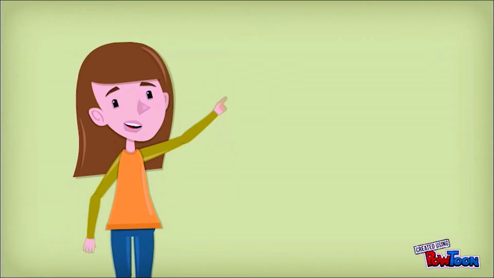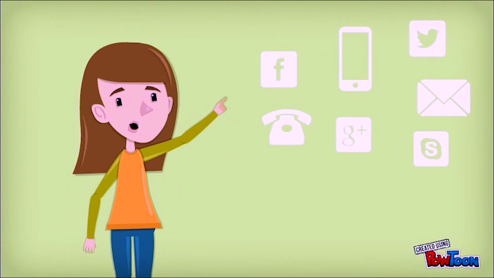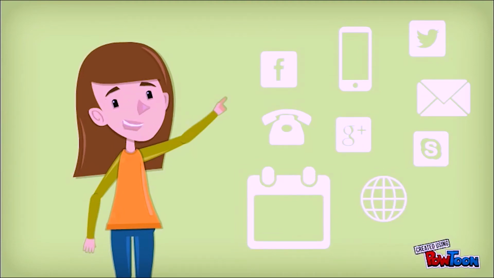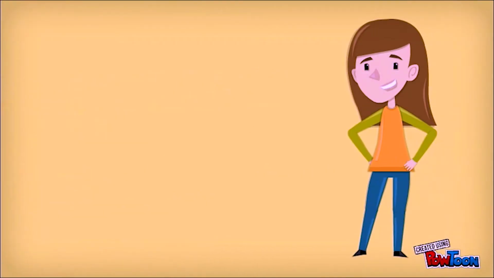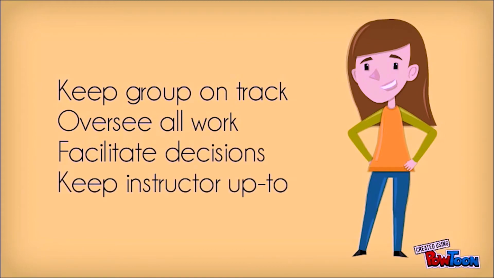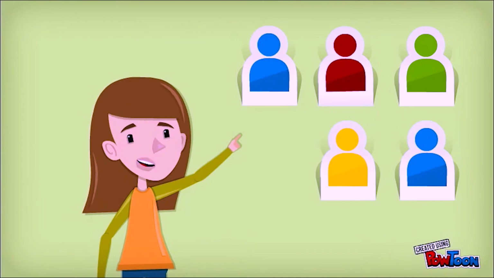Now, you probably want to share some contact information, email, phone numbers, instant messaging IDs, whatever everyone's comfortable with. Check to make sure everyone's in the same time zone, and share any scheduling constraints that might be coming up. Appoint a group leader. This person will keep the group on track, oversee the work, facilitate decisions, and keep the instructor up to date. Now, divide up the responsibilities based on everyone's strengths.